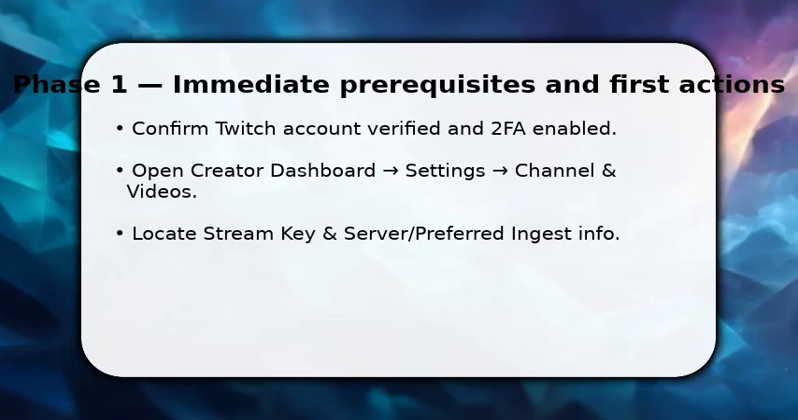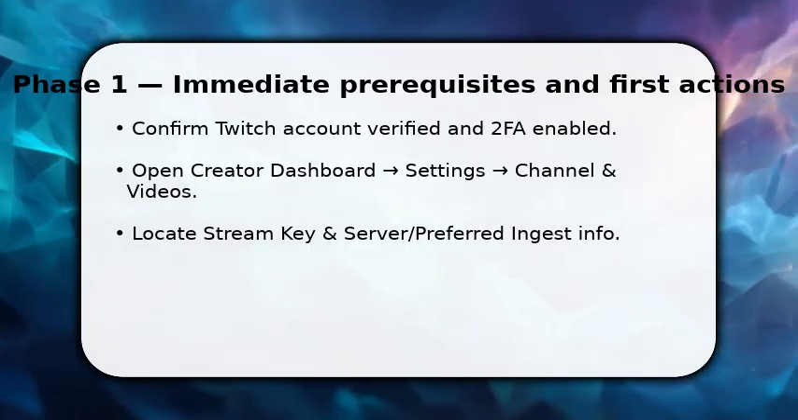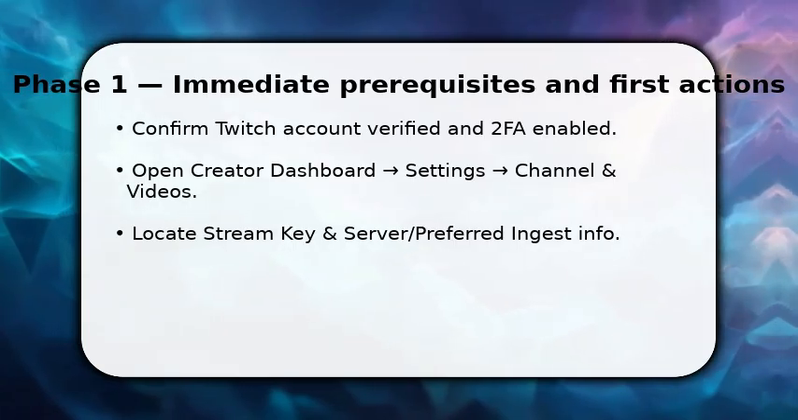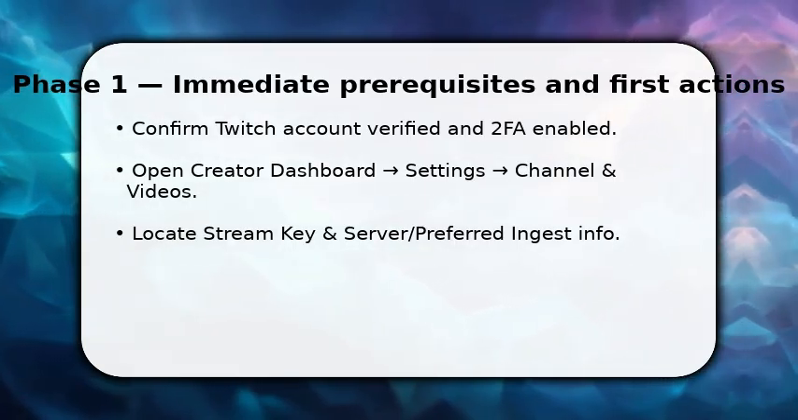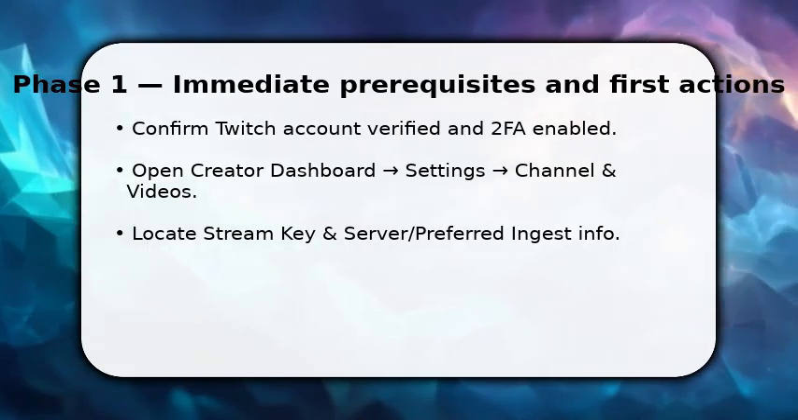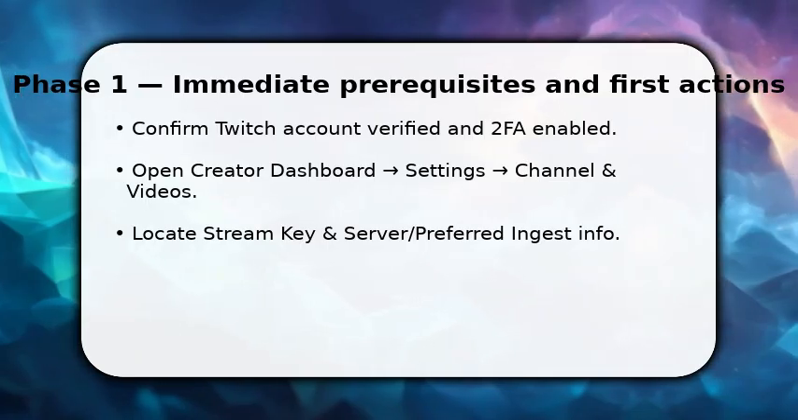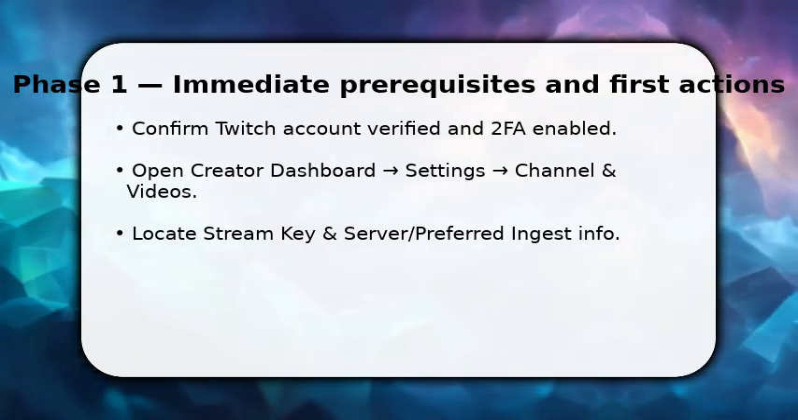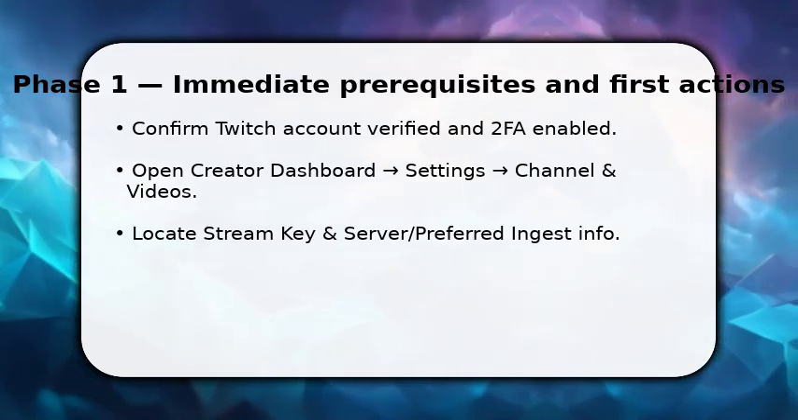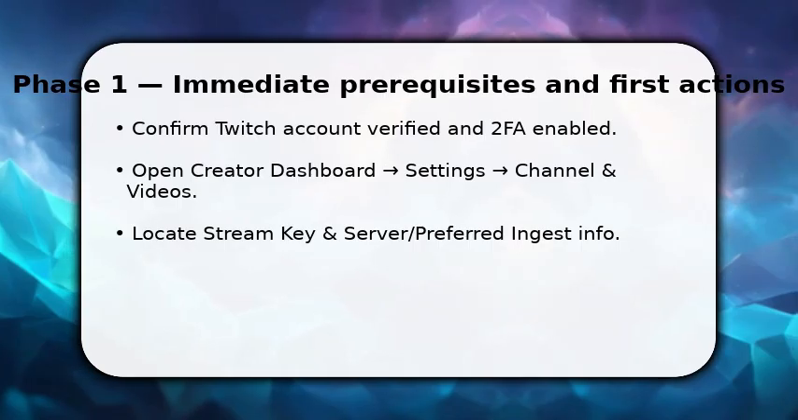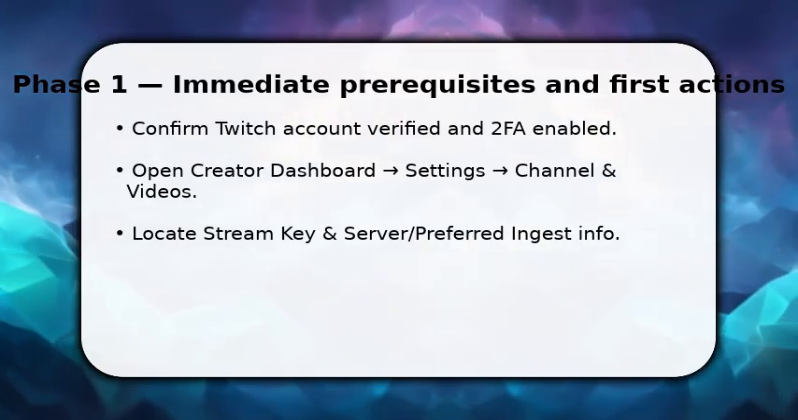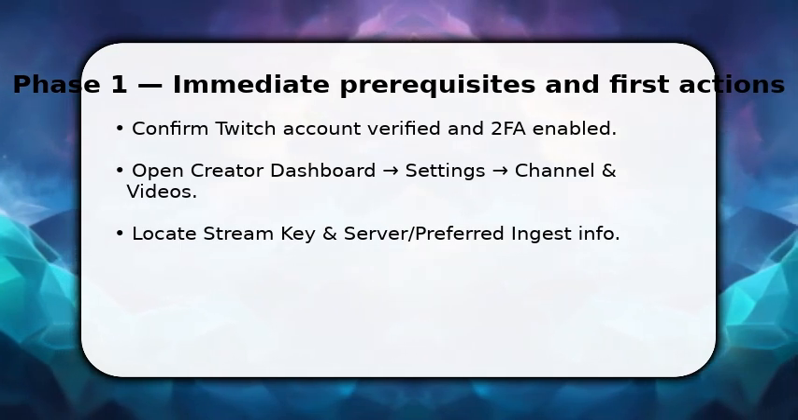You begin by preparing essential access. Make sure your account is verified and two-factor authentication is active so you can change streaming settings safely. Once done, open Creator Dashboard and navigate to Settings, then Channel and Videos, because that's where key details live. Make sure you locate your stream key and the listed server or preferred ingest options. These let you control which Twitch region your encoder targets. This first action gets you into the exact place to set region preferences.